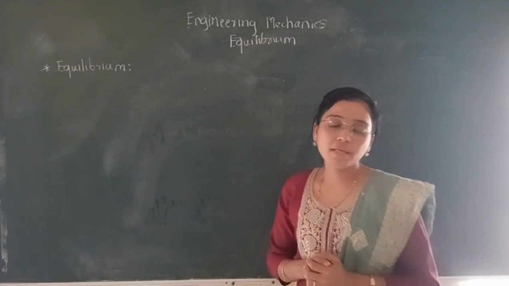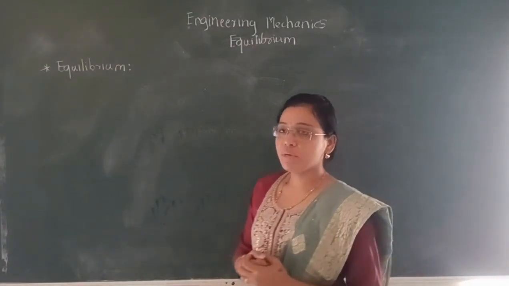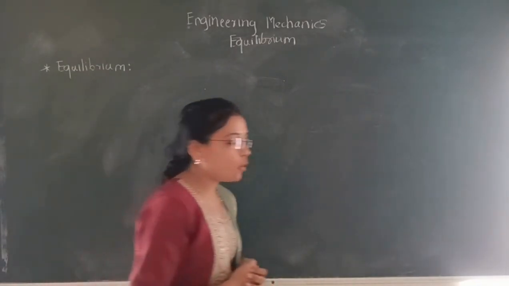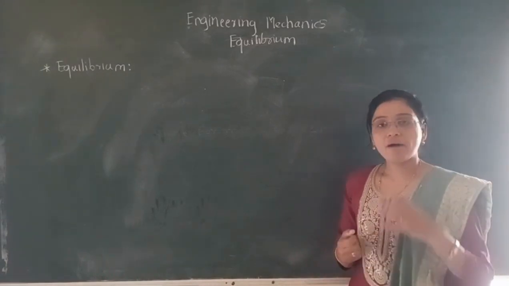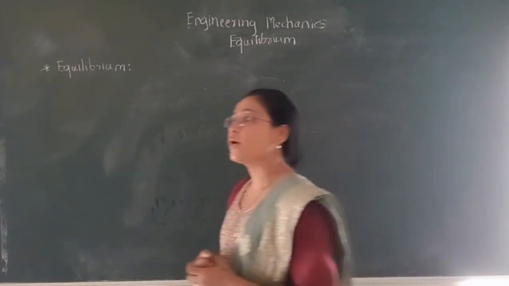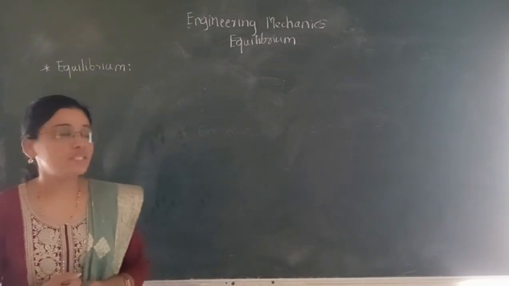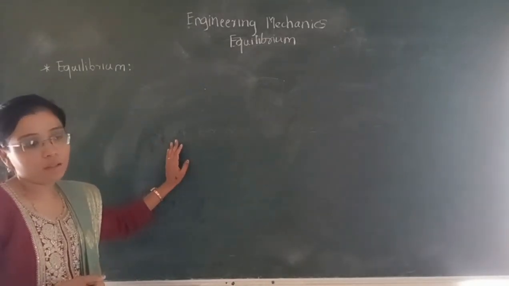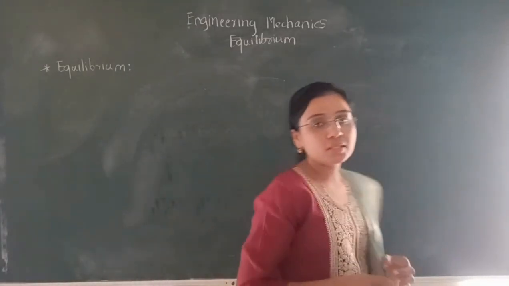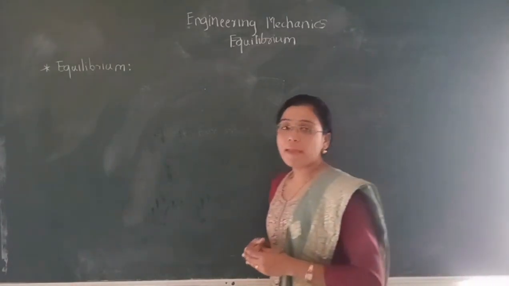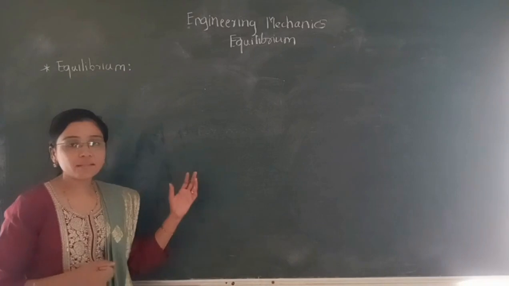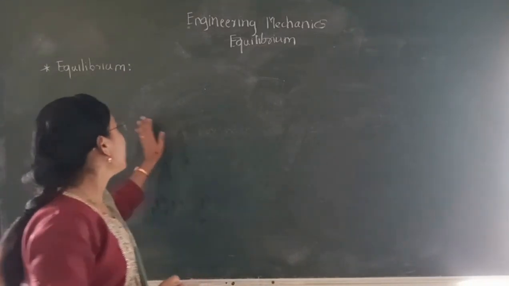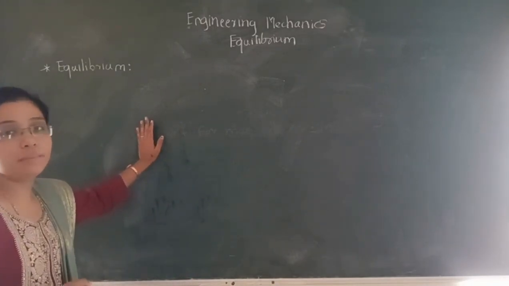So what is meant by equilibrium? Equilibrium is nothing but a constant condition of a body. If initially the body is at rest and after applying any external force the body is again at rest, then we can say the body satisfies equilibrium. Also, if the body is having constant speed, and we apply any external force and the body is still at constant speed as initially, then we can say the body satisfies the equilibrium condition.